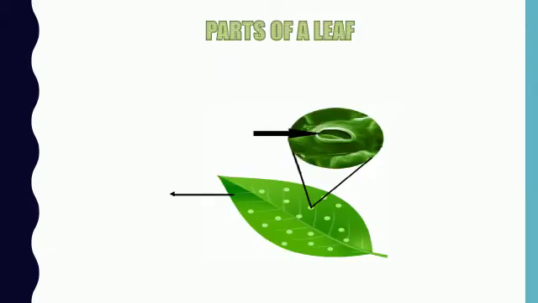So now let's revise the parts of a leaf. What is this part called, children? It is called leaf blade. And what are those tiny holes present on the leaf blade? These are called stomata. So what is the function of stomata? They help to take in air, which is the gas carbon dioxide, and also give out excess water from the plants.